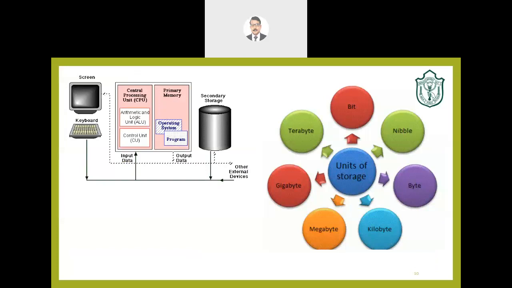Now we talk of memory, and before we talk of memory, we should know the units of memory. The smallest unit of memory is the bit, then nibble, then byte, then kilobyte, megabyte, and 1024 megabytes create 1 gigabyte, and then terabyte.